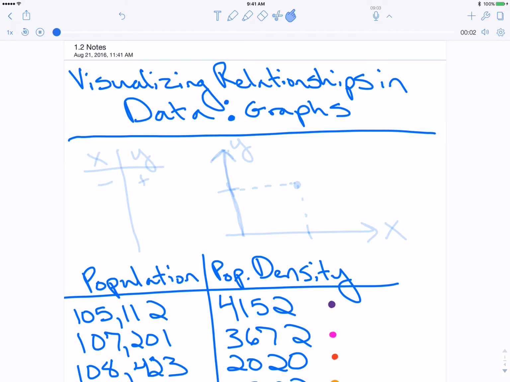Hello! Today we're talking about 1.2, which is visualizing our relationships in data, which means we're going to be building graphs. We talked about one variable data and two variable data. Specifically, two variable data is used to find correlations between the data. So we had two sets of data for the same cities. We had the population and the population density.